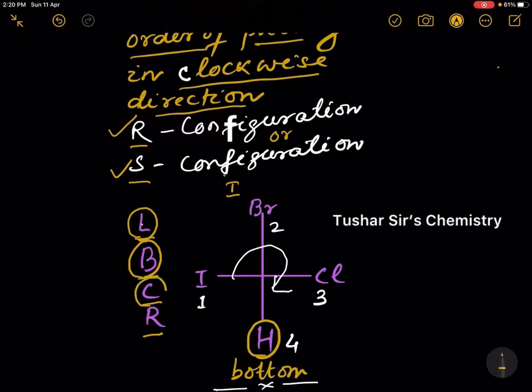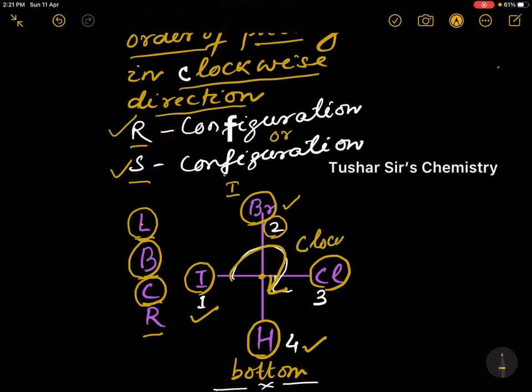C means clockwise direction. Here you see this chiral carbon is bonded to I, Br, Cl. It has the highest priority and it has the lowest priority. And the rotation from 1 to 3 is in clockwise direction. C means clockwise direction. Then it has R configuration that we usually do.